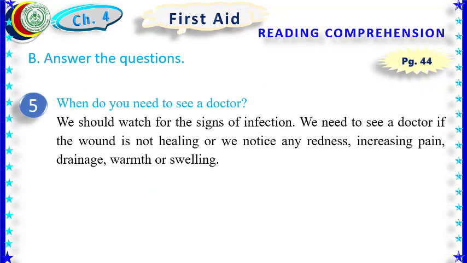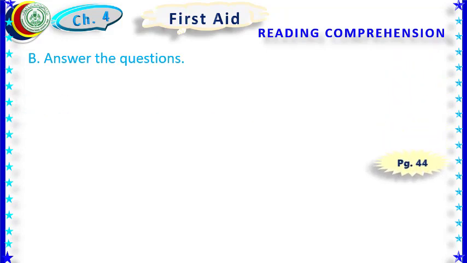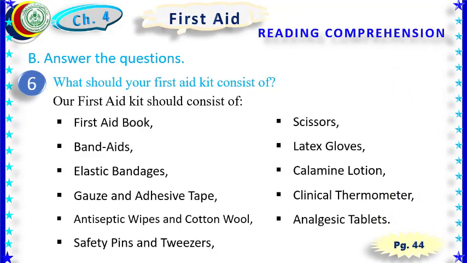When do you need to see a doctor? Yes, students, if rashes appear, redness appears, the wound is not healing, or pus is coming, then we should look for a doctor. We need to see a doctor if the wound is not healing. Notice any redness, increasing pain, drainage, warmth, swelling. That is the time to contact the doctor.